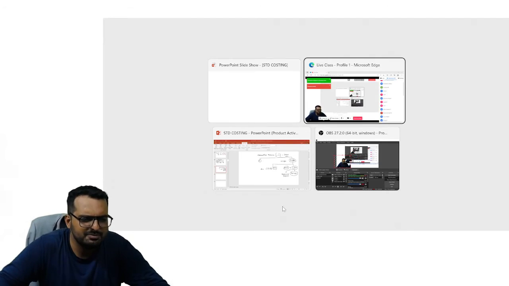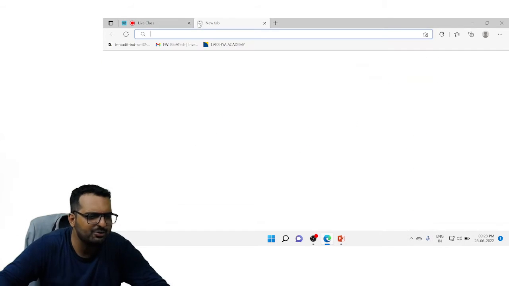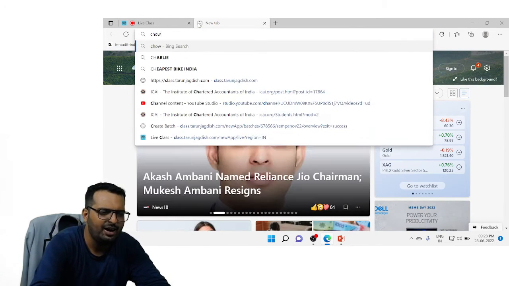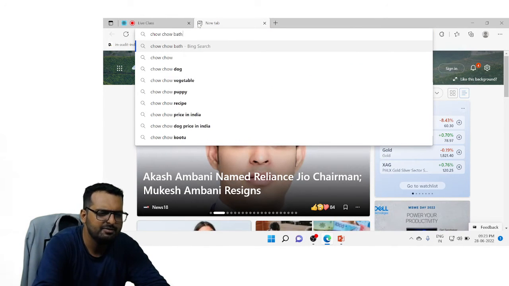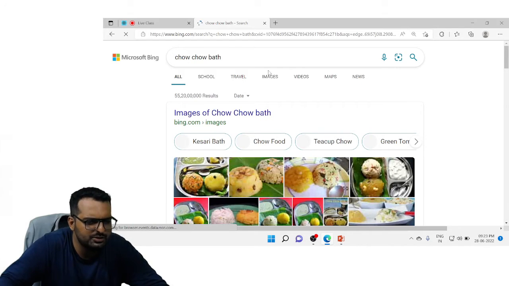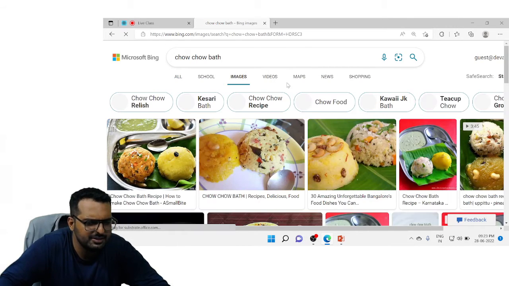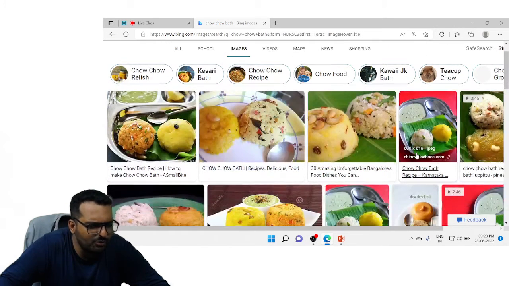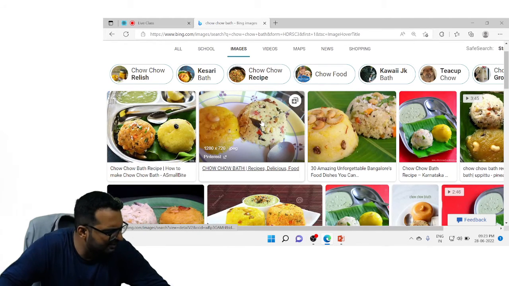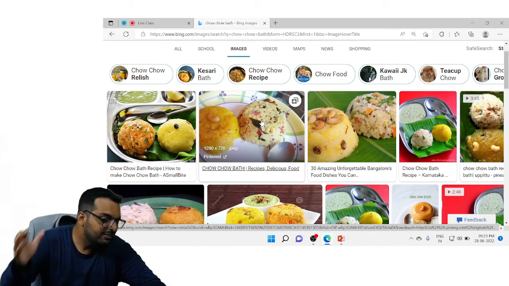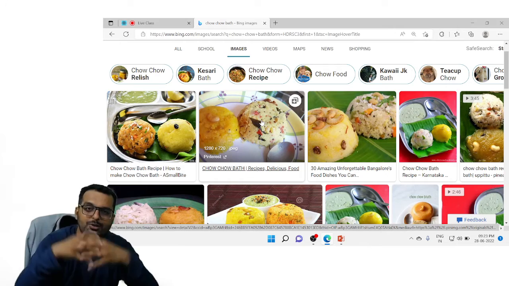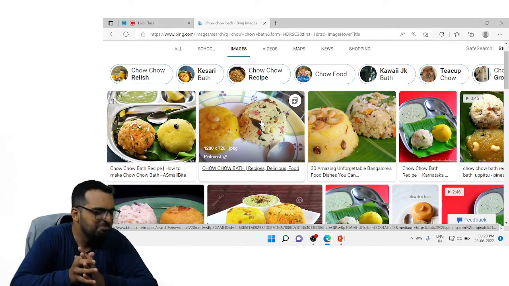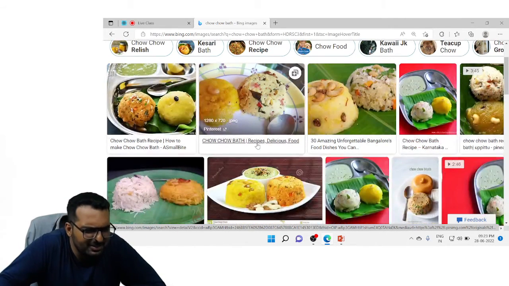Chow chow bath. What is chow chow bath, Darshana? Bangalore, there are so many baths. Half of them I don't understand. What is this chow chow bath? Which one out of this is chow chow bath? Both are chow chow bath, is it? Oh, kesari bath and khara bath together is called chow chow bath. Wonderful combination here.